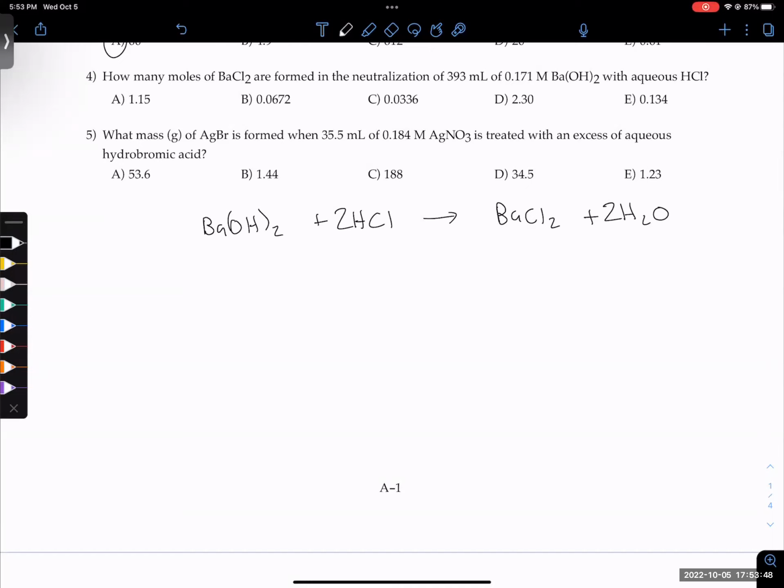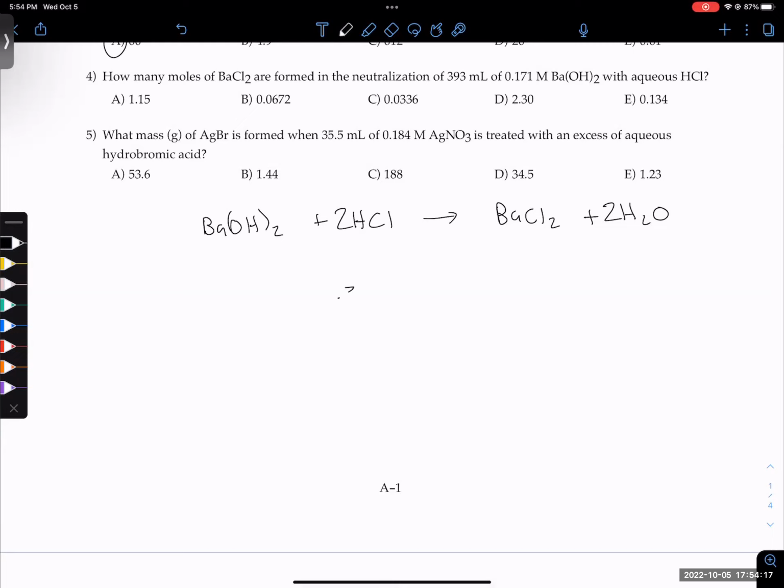I'm gonna find the moles of barium hydroxide and convert that with aqueous HCl to see how many moles of these are formed. In this case, it looks like HCl is in excess. So I'm gonna find the moles of Ba(OH)2 and convert that to moles of BaCl2. But we notice that there's a 1-to-1 ratio here. Therefore, moles of Ba(OH)2 is equal to the moles of BaCl2, right?